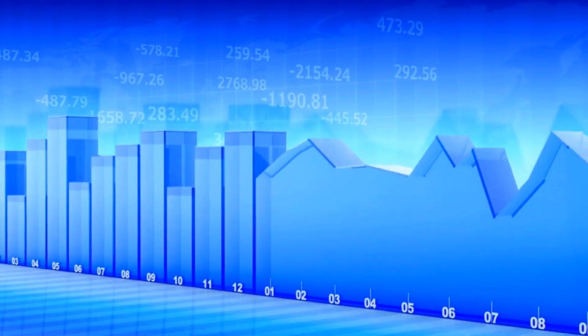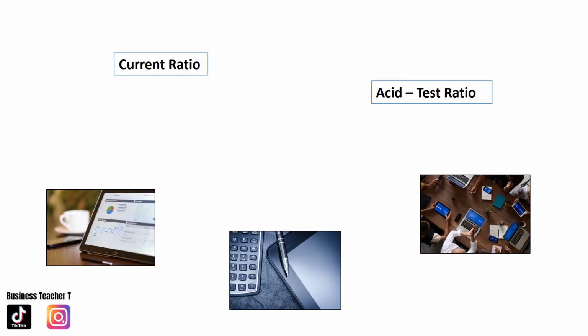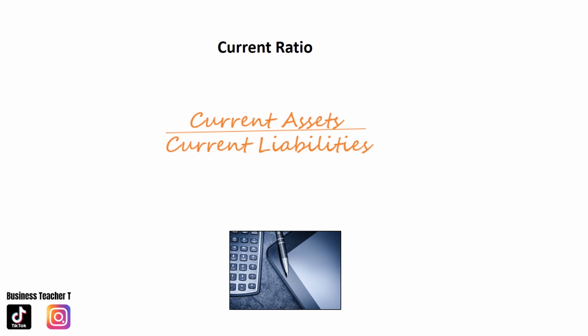There are two ratios that could be used to measure liquidity. These are the current ratio and the acid test ratio. The formula for the current ratio is current assets divided by current liabilities, and you'll find the necessary information for the current ratio on the balance sheet, also known as the statement of financial position. The current ratio is also known as the working capital ratio.